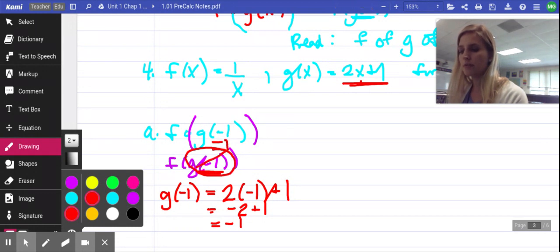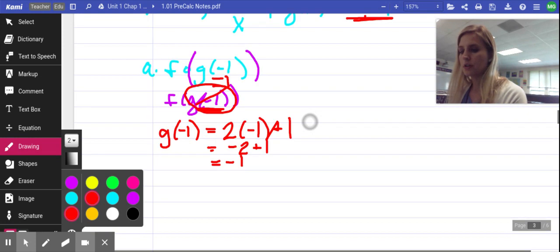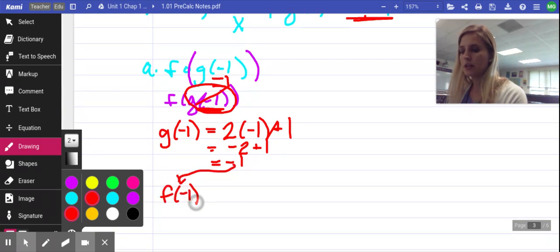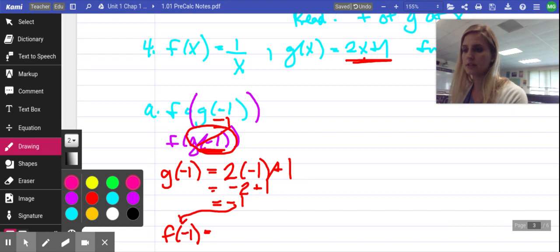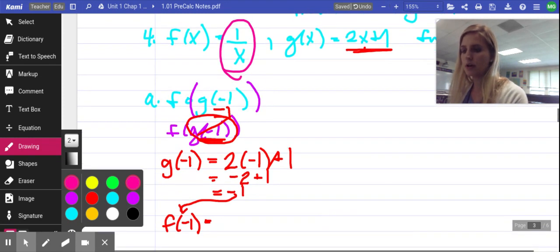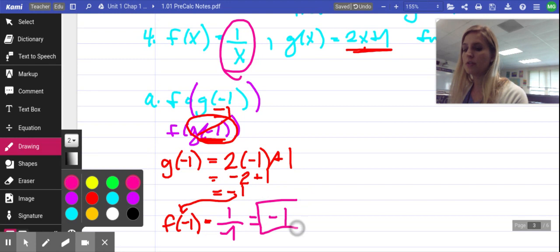So now I'm going to find f of that answer. So f of negative 1. So I take my f function, whichever one was labeled f of x, and I'm going to sub in a negative 1 everywhere I see an x. And 1 divided by negative 1 is negative 1, so that is my final answer. So f of g of negative 1 is negative 1.